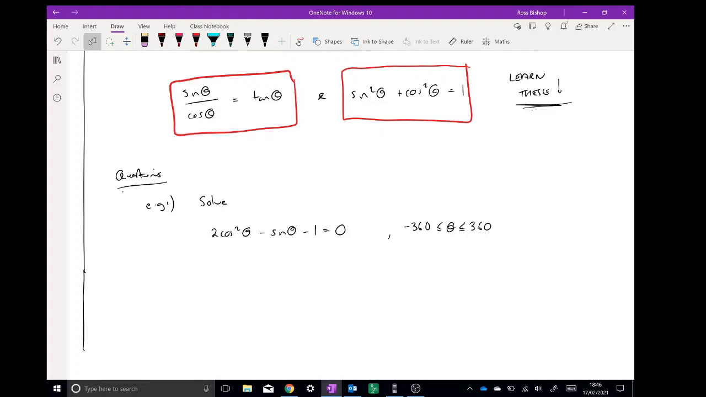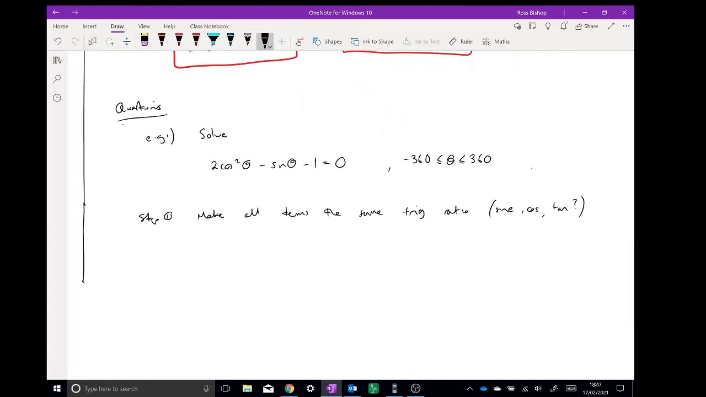Now the problem here is I've got cosine squared, I've got a sine in there. So step 1 is to try and make all terms the same trig ratio. Now trig ratio, I just mean sine, cosine, or tan, okay? So that's the first thing I need to do. I need to try and convert this so they're all in terms of sine, all in terms of cosine, or all in terms of tan.